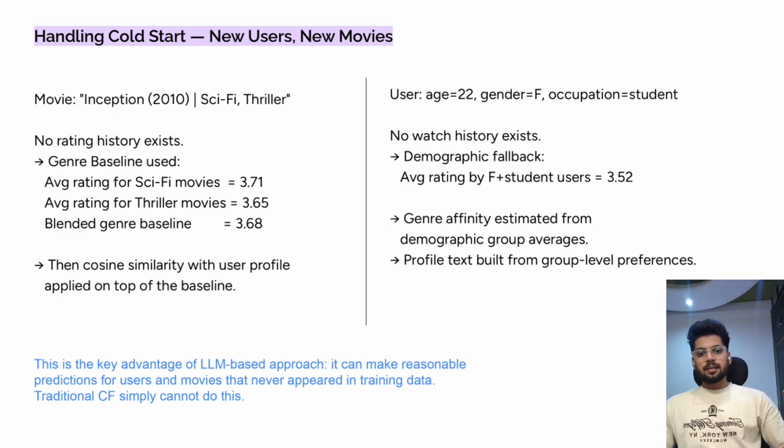Now the traditional collaborative filtering baseline cannot do this. If a user isn't there in the training matrix, it has nothing to work with. So the LLM-based approach, or paradigm, I would say, gives a reasonable estimate even with zero history.